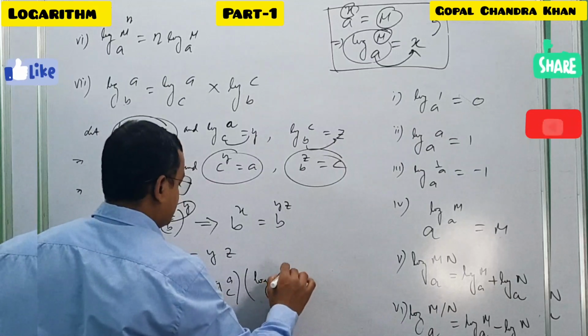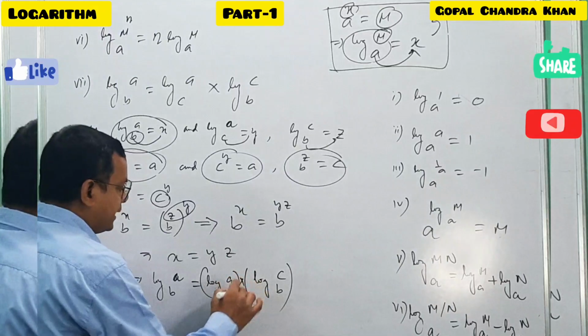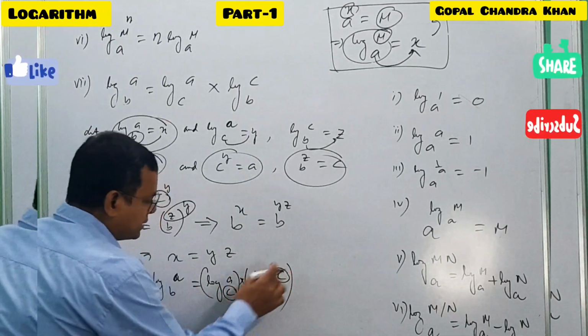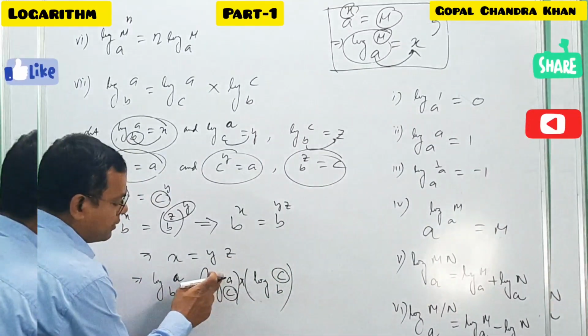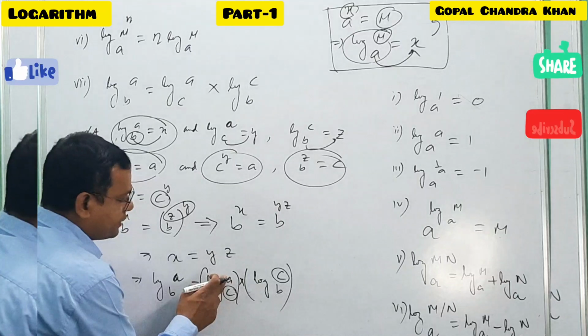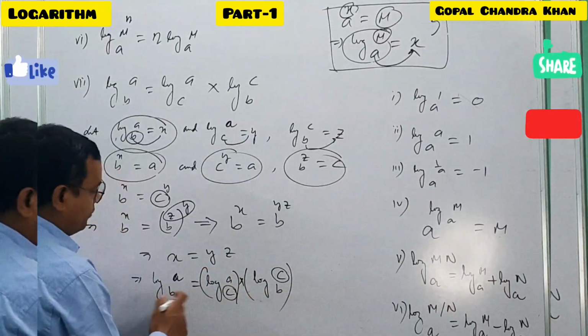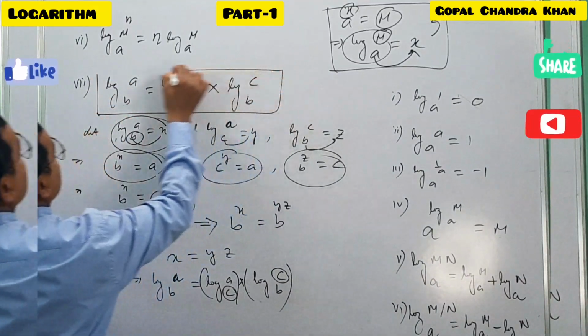c base b. See, that means what we came to know: when this one thing is just the same, you can omit it, and the upper one will be the logarithm and the lower one will be the base. That means logarithm a base b. You are getting this. Now this formula is established.